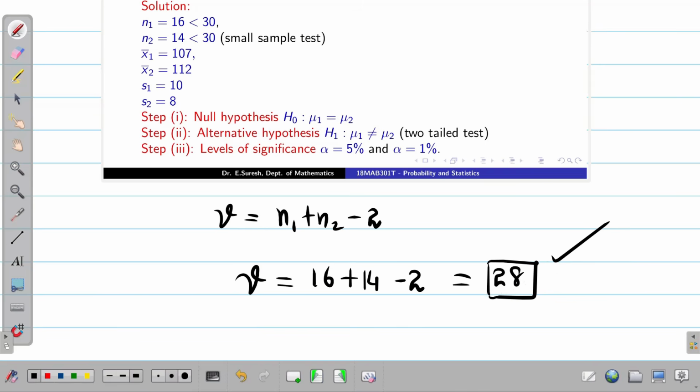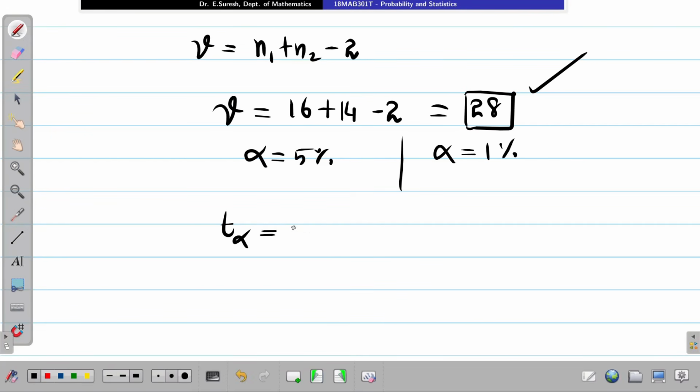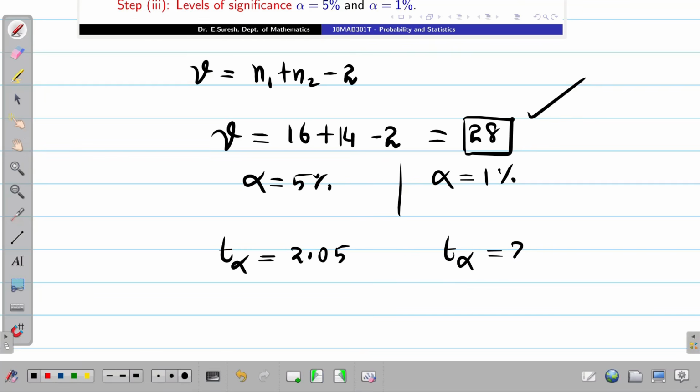Now we have to go to the table. For 5%, we have to find the t alpha value. Similarly, we have to find the t alpha value for 1% too. Now from the t table, at degree of freedom 28, the 5% level is 2.05 and the 1% level is 2.76. So t alpha for 5% is 2.05 and for 1% is 2.76. Let us keep these table values, we'll use them at the end.